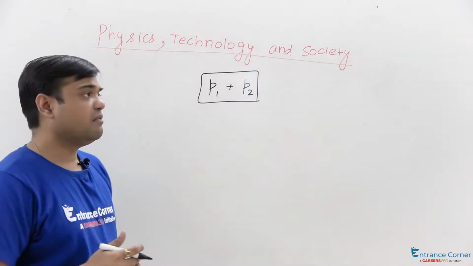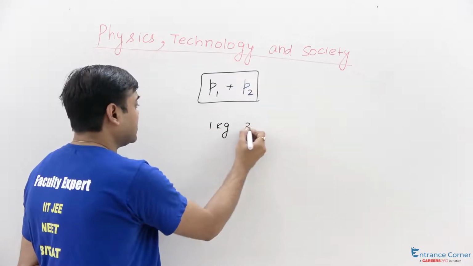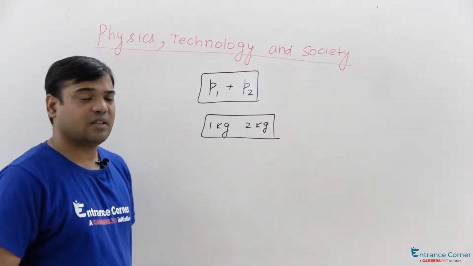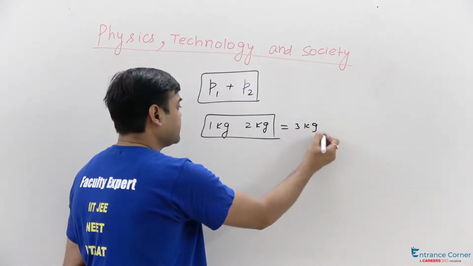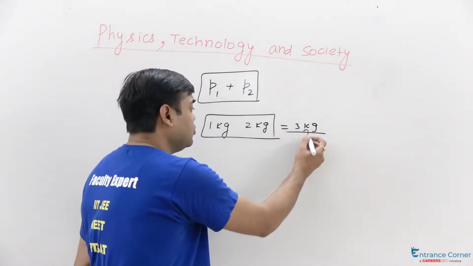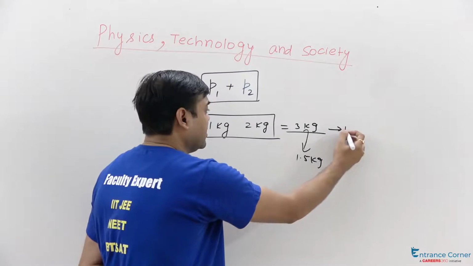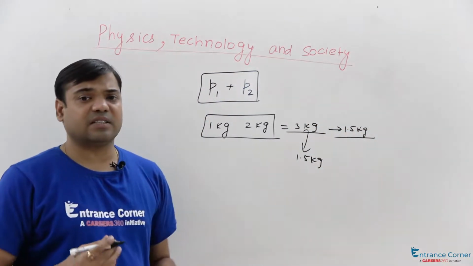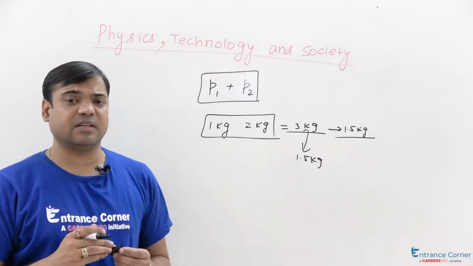So let us say we have two masses, one of 1 kilogram and the other of 2 kilogram. Then by putting these two masses together, the total mass is simply 3 kilogram. Or we have a 3 kilogram mass and we remove 1.5 kilogram from this, so what is left is simply 1.5 kilogram. So here we can simply add or subtract by using the simple algebraic rule of addition.